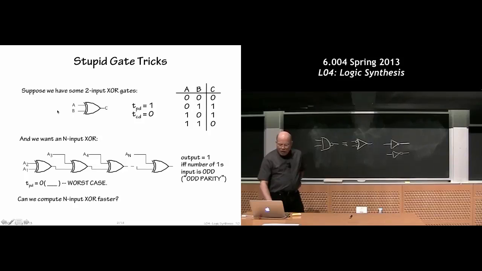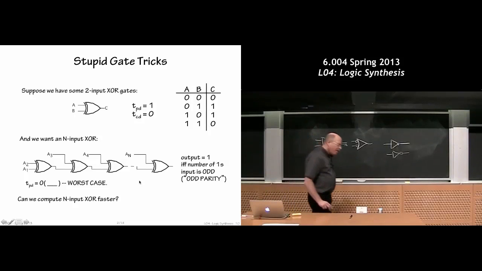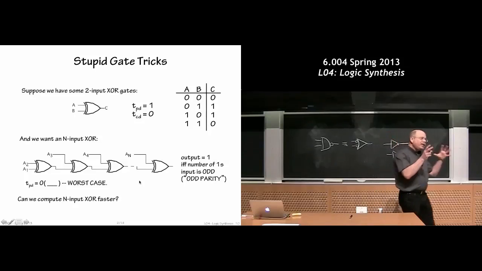And so the idea, suppose I want an XOR of many things, an XOR of n input signals. Well, one thing I notice is that I can use the associativity.